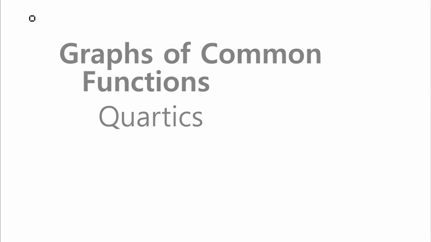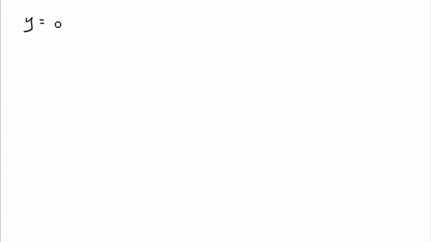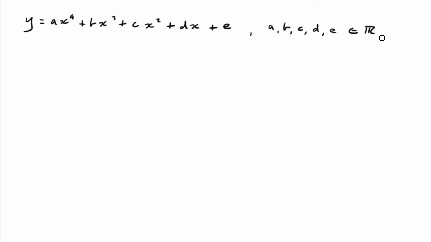A quartic graph is one which has equation y is equal to ax to the power 4 plus bx to the power 3 plus cx to the power 2 plus dx plus e, where all these numbers a, b, c, d and e are real numbers, and we also insist that a is not 0. So we really do have a power 4 curve. We need to understand how to sketch curves of this form.